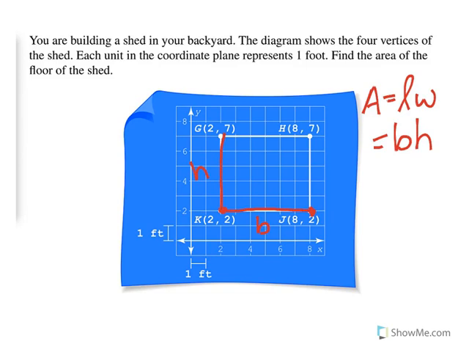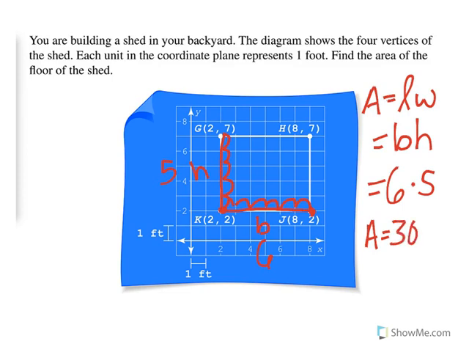So if I go 1, 2, 3, 4, 5, 6. My little b is going to be 6. If I go up, 1, 2, 3, 4, 5. My height is going to be 5. So I plug these numbers in. I get 6 times 5. So that would mean my area is 30.